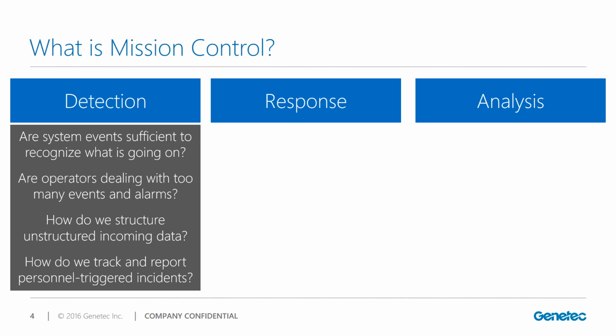Not everything is connected to an input sensor on a security device, so how do we track and report personnel-triggered incidents? How can we alert operators of an incident such as a lost child or a bag left unattended?